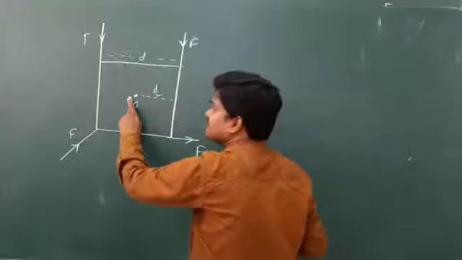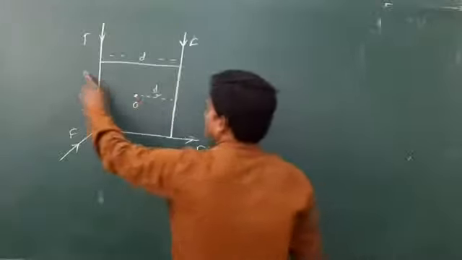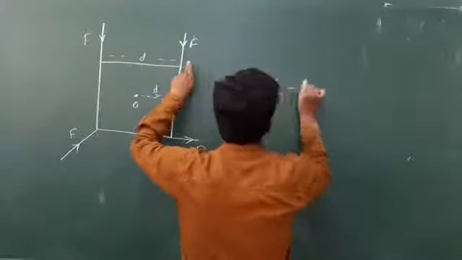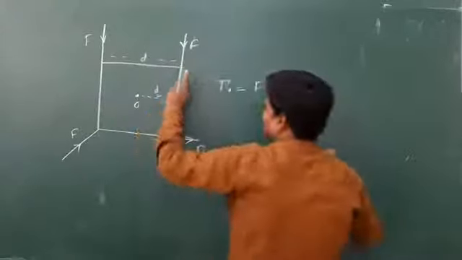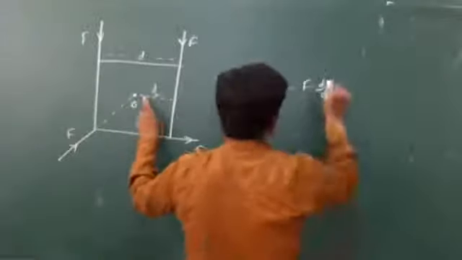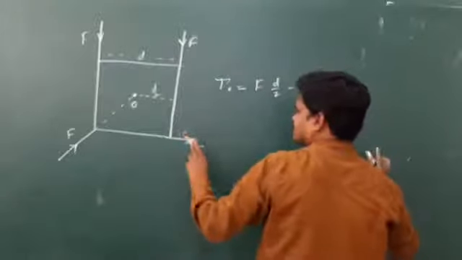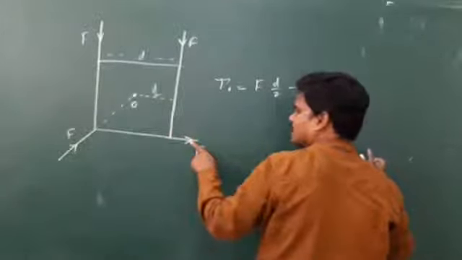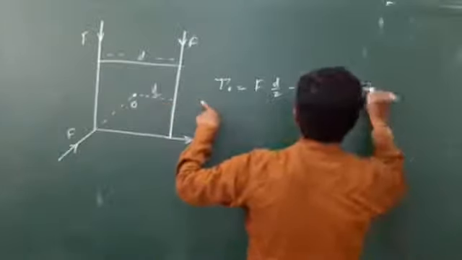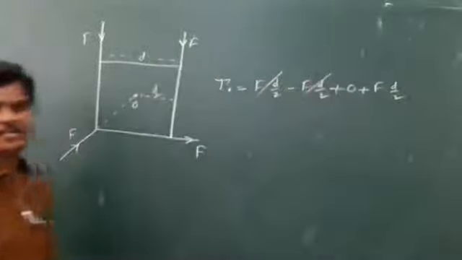O is left means anti-clockwise. For this tip edge, O is right, clockwise. So this is left, so let me write F into D by 2. Due to this, minus F into D by 2. You verify it. This one is towards the O, does not create any torque, plus 0. For this F, the arrow mark, O is left side, O is left means positive. So F into D by 2. So the answer is F into D by 2.